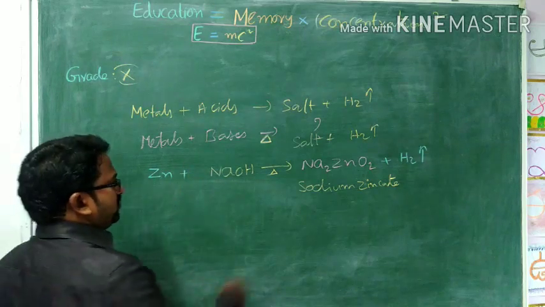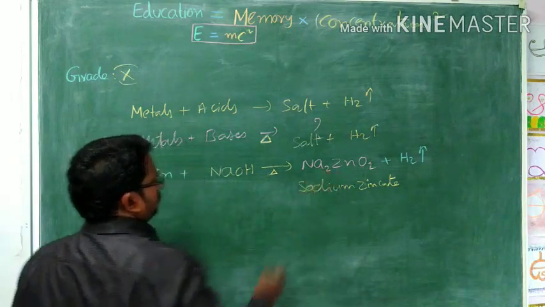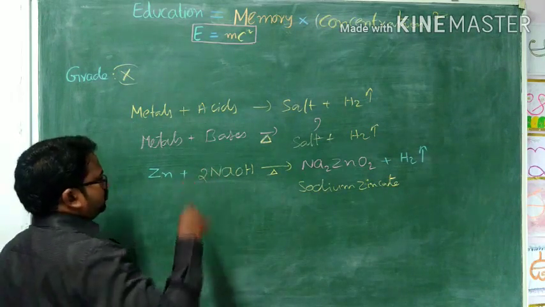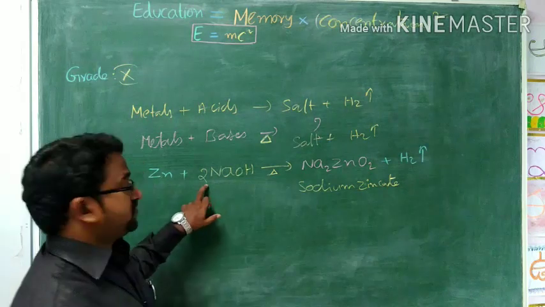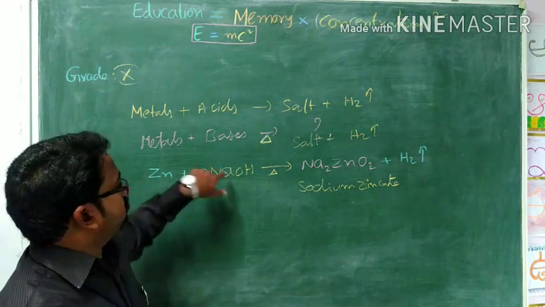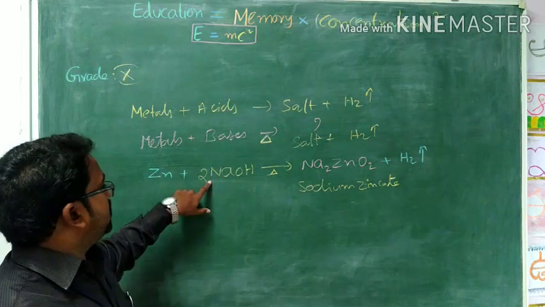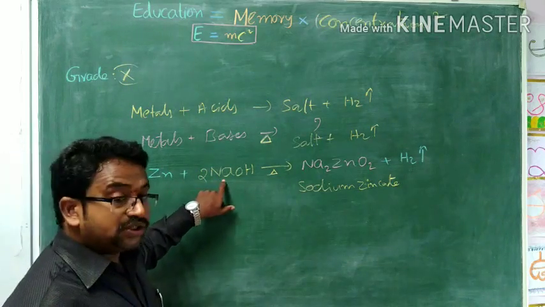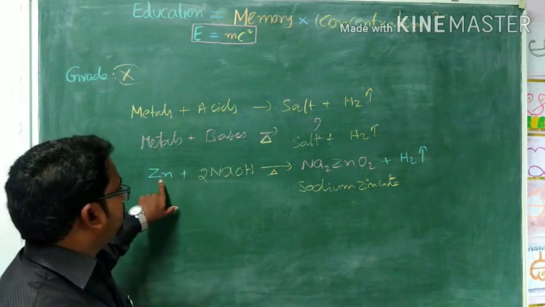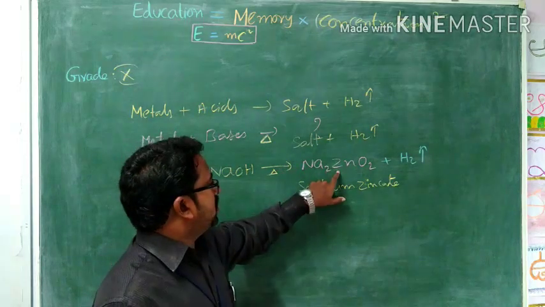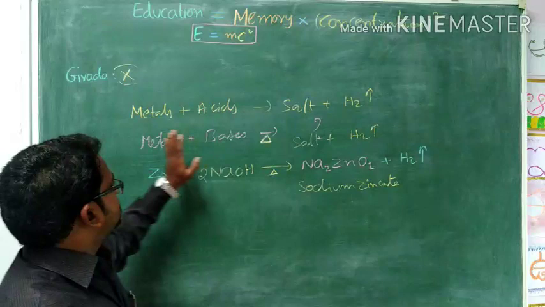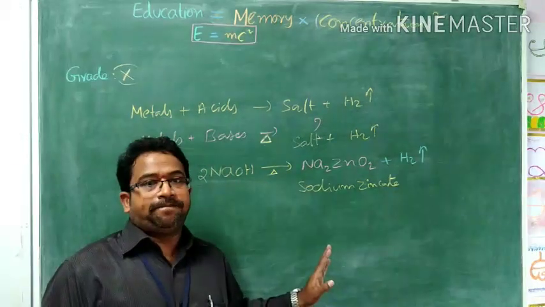Here you see how many sodiums are there? Two sodium. Here only one sodium is there. Just to balance that, keep 2, meaning excess of sodium hydroxide. One mole of zinc reacts with 2 moles of sodium hydroxide, a strong base. Excess of strong base reacts with metal on heating, producing salt and evolution of hydrogen. Don't forget, all the bases do not react with metals.